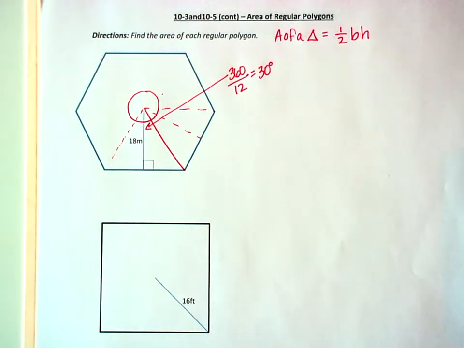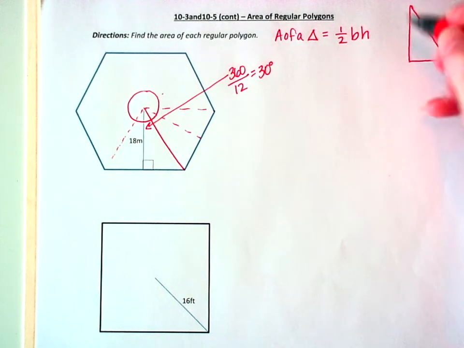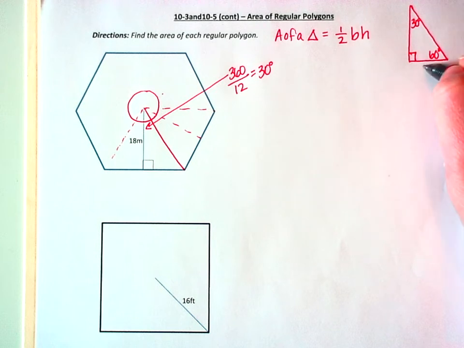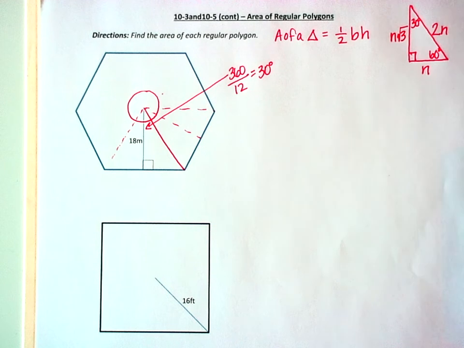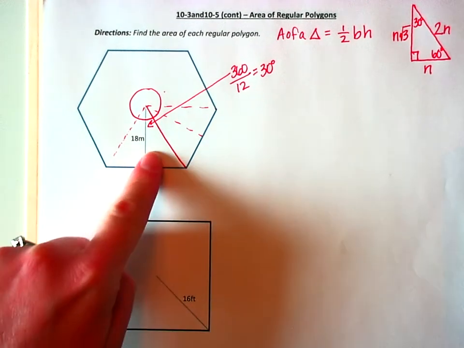Okay, so in a 30, 60, 90 triangle, if we know one side, we can find the other sides. Okay, so let me draw our 30, 60, 90 triangle up here just to remind you what that looks like. Okay, so this is n, this is 2n, and this is n square root 3. So that's what all of our 30, 60, 90 triangles look like. So that's what this one's going to look like as well.